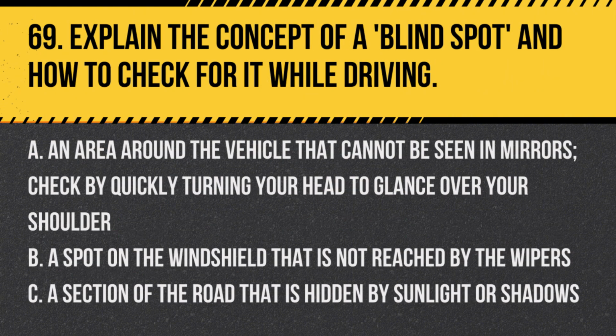Question 69. Explain the concept of a blind spot and how to check for it while driving. A. An area around the vehicle that cannot be seen in mirrors. Check by quickly turning your head to glance over your shoulder. B. A spot on the windshield that is not reached by the wipers. C. A section of the road that is hidden by sunlight or shadows. Answer. A. An area around the vehicle that cannot be seen in mirrors. Check by quickly turning your head to glance over your shoulder. Blind spots can hide other vehicles, so physical checks are necessary for safe lane changes.